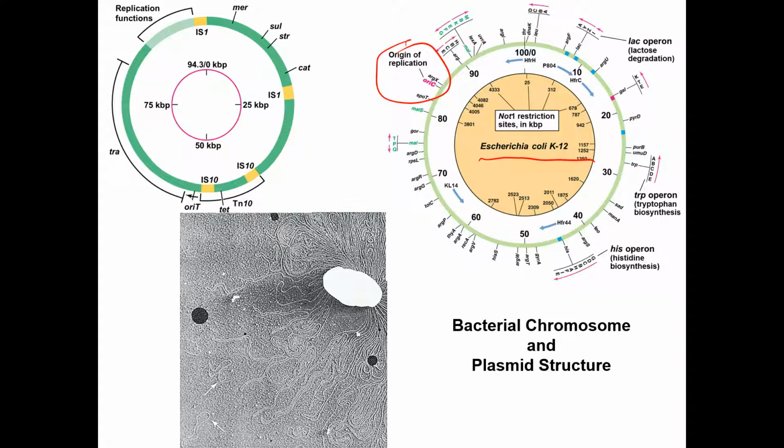For example, let's say the lac operon. The lac operon is involved in the degradation of lactose. Lactose is milk sugar. It's a disaccharide. So the genes involved in this pathway are grouped together. So it's much more compact and much more organized. It's highly efficient.